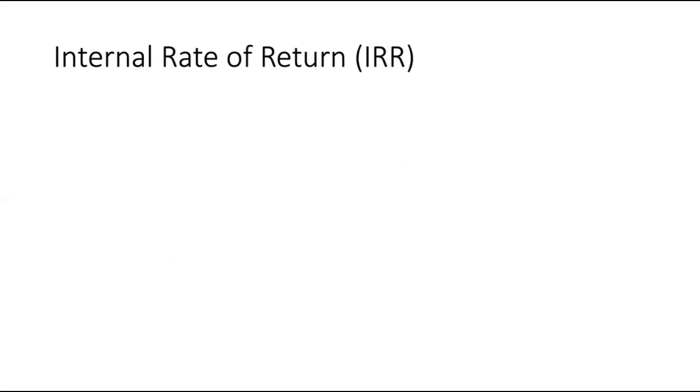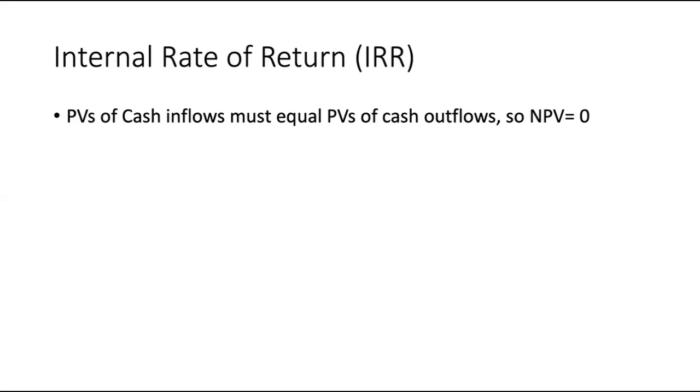So the next indicator that we use for decision making is the internal rate of return. It is where present values of cash inflows equal present values of cash outflows. So we plug in NPV as 0. And the internal rate of return is cash flows invested at IRR. The NPV was cash flows invested at WACC, and this is IRR.